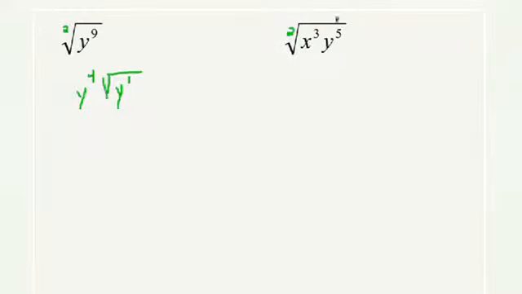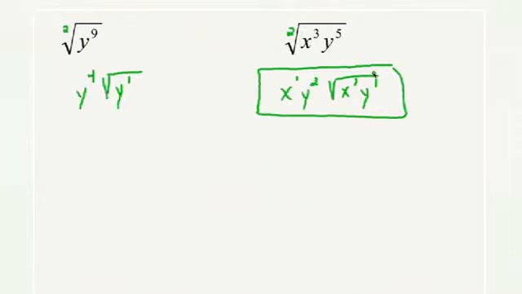In this second problem, again, we have 2 odd powers, so we're going to have 2 remainders. 2 goes into x cubed 1 time with a remainder of 1. And then 2 goes into 5 twice with a remainder of 1. So this, take out the 1s, is your final answer.